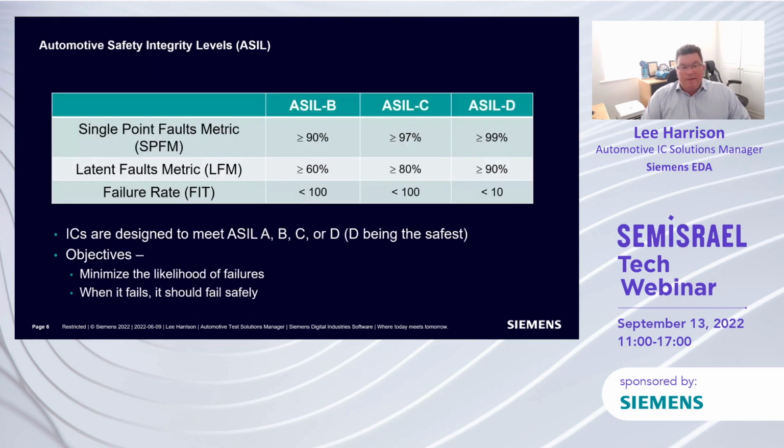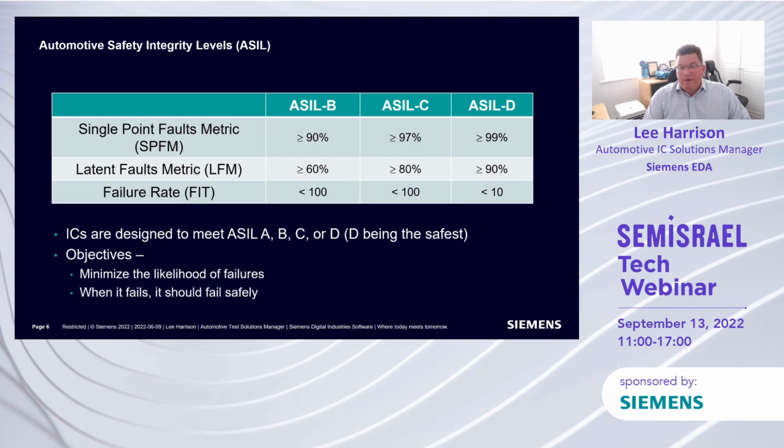So in the standard, we have a number of statistics that we look at, and the key number here that we're really interested in is what we call the single point fault metric. Single point fault metric is essentially every potential fault that could occur in the device itself, and our ability to be able to detect that. You'll see here, I've just highlighted 3 different levels: ASIL B, ASIL C, and ASIL D.